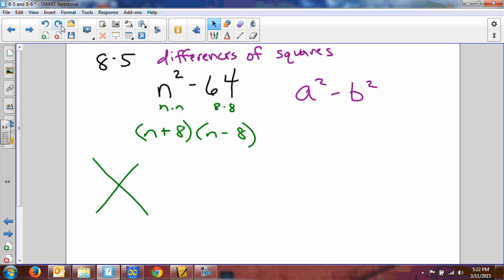If we were to normally set this up like we would back in 8.3, we're looking at n squared plus 0n minus 64. So my minus 64 would go on top and my 0 would go on bottom, which means my 8 and negative 8 have to cancel out to 0 and multiply to negative 64. So whenever we have something squared minus something squared, a plus b, a minus b, whatever the terms may be.